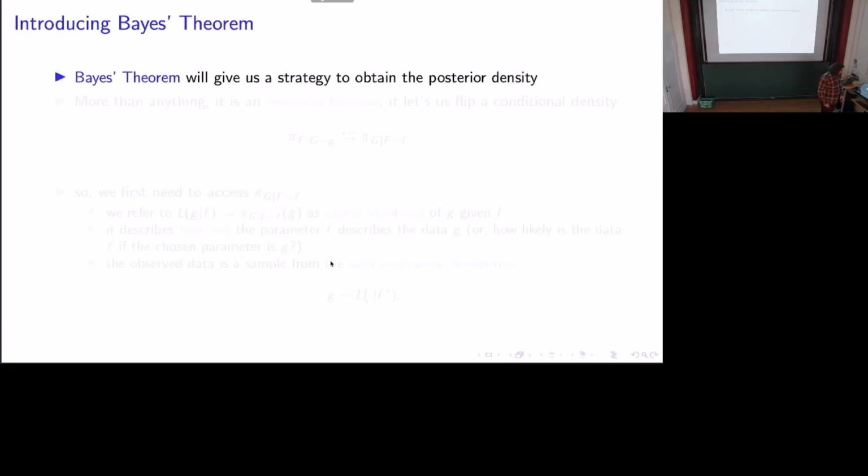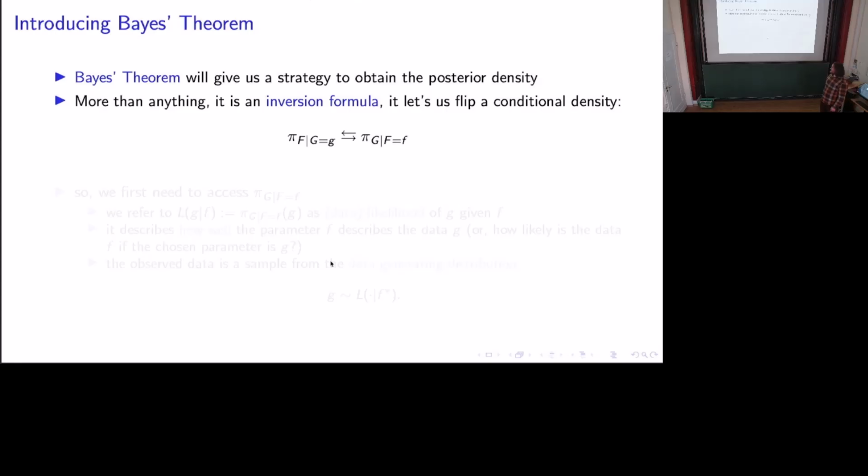So that's what we have already. Now the question is, how do we get from prior to posterior? And as I just said, I hinted on using Bayes' theorem. What Bayes' theorem really is, is an inversion formula. In a way, because it doesn't really tell us how to get from prior to posterior. It tells us how to get from one conditional probability density to the opposite one.